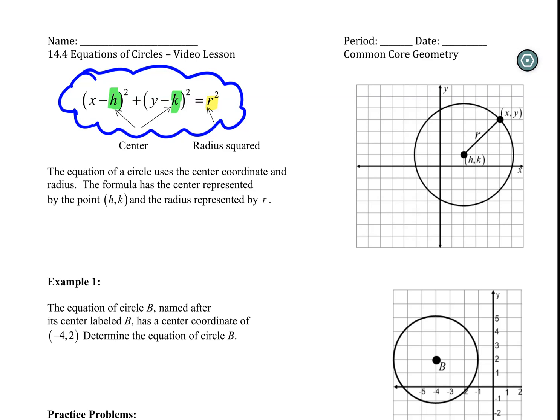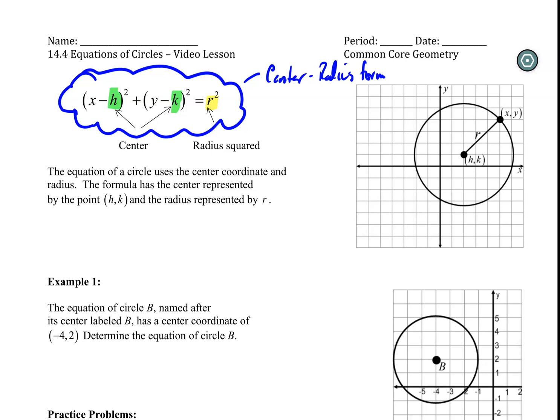So the formula that we have here is very useful and very functional. When you have it in this form, you can right away extract the center and the radius. This is specifically called center-radius form.